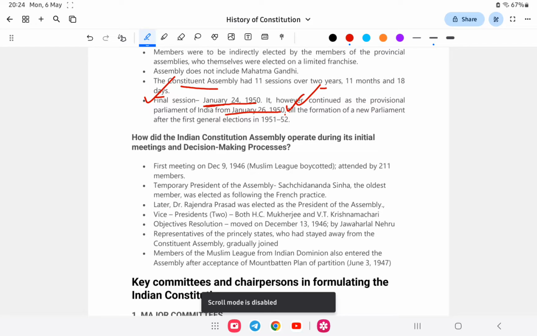The first meeting of the Constituent Assembly was on December 9, 1946. The first president of the Constituent Assembly was Dr. Rajendra Prasad, and there were two vice presidents, S.G. Morja and V.T. Krishnamachari.